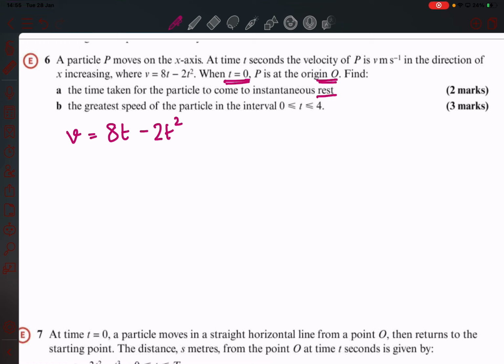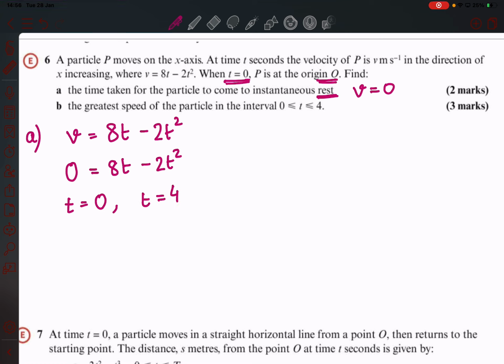So whenever we're talking about instantaneous rest, we know velocity should be equal to 0. That means basically I'm asking myself, when does v become 0? So you could change this into a quadratic equation with 8t minus 2t squared. If you plug this into your calculator, you can get two values for t. One of them is 0 and the other one would be 4.